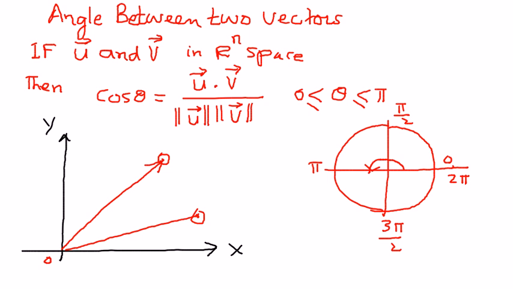Let's say this vector is u and this vector is v, and we want to find the angle between these two vectors. The way to find the angle between these two vectors is given by cosine theta equals vector u dot vector v divided by the product of the magnitudes of these two vectors.